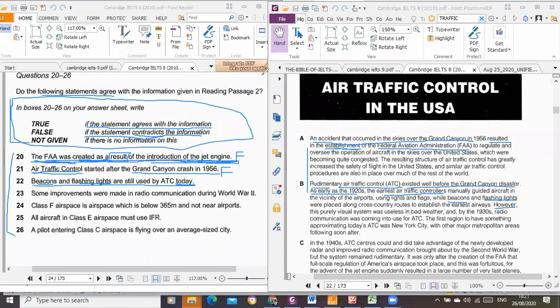Okay, so I would like to hear your response. Are beacons and flashing lights still used today? Not given. It's not given. Okay, I've received two not givens. Any other opinion? Not given. Okay. Any other opinion apart from not given?